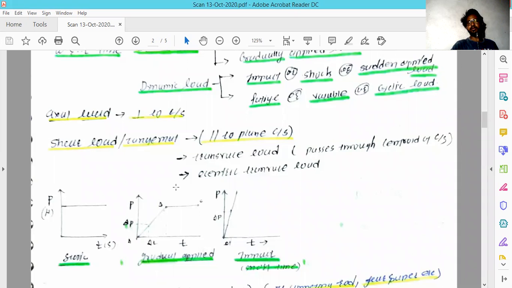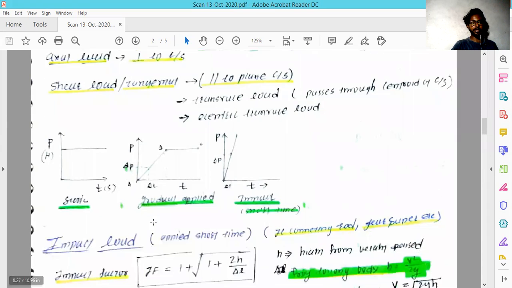And when the shear force acts, it acts in two ways. First, it is passing through the center of the cross section, which we call the transverse load. And another is the eccentric load, which is not passing through the center of that cross section. It is parallel to the cross section, but away from it. It acts away from the center of that section.